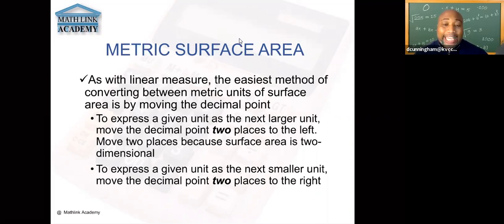Now, to express a given unit as the next smaller unit, going to a smaller unit, we move the decimal two places to the right. For surface area, the main thing you want to remember is you're moving the decimal place in units of 2, 4, 6, 8, and so forth, either to the right or to the left.